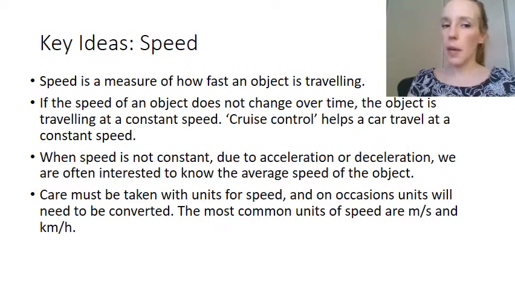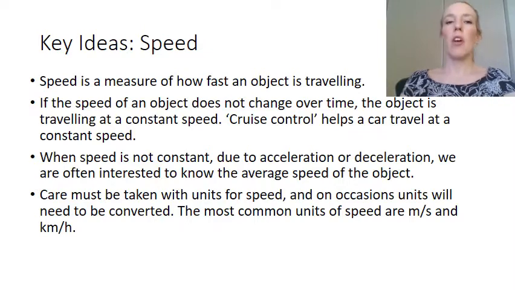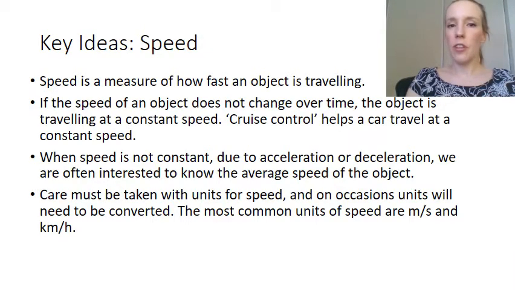Okay, so some key ideas about speed. Speed is a measure of how fast an object is travelling. If the speed of an object does not change over time, the object is travelling at a constant speed. In cars, you may have heard of people using cruise control. That's the kind of thing you can use in your car to make sure it maintains a constant speed.